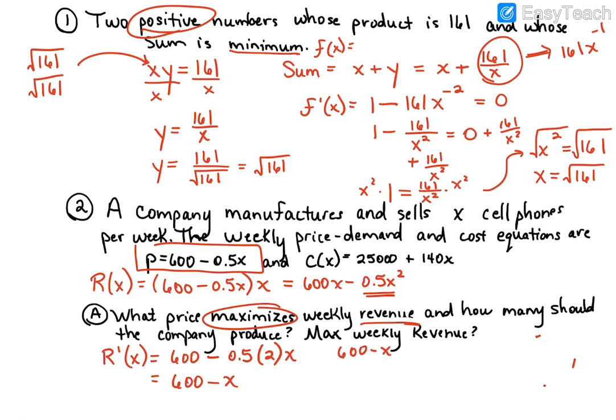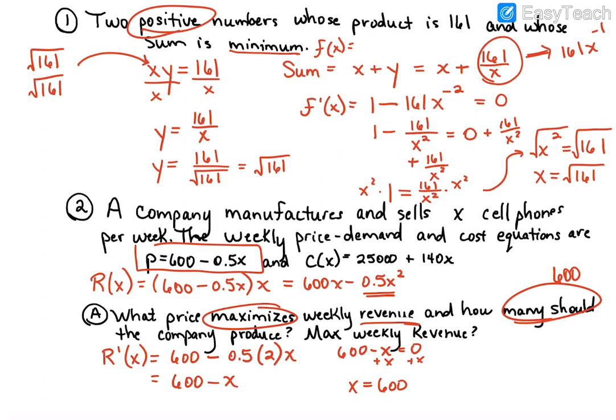So 600 minus x equals 0, and if we add x on both sides, that's telling us how many cell phones should be sold. So that's going to be the answer to that question. How many should be sold? And then, of course, they also wanted to know what price is going to maximize that.